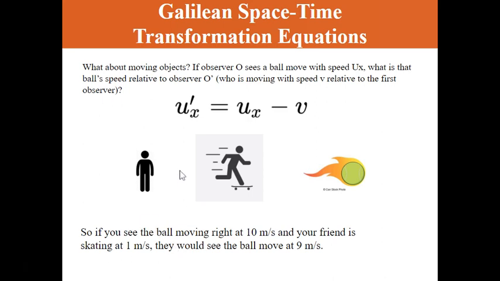So the relative speed there would be the actual speed of the ball minus the speed of the moving frame. So say you see the ball, you're standing on the ground and you see the ball move at 10 meters per second, your friend's skating at 1 meter per second. From their point of view, the ball's moving at 9 meters per second.